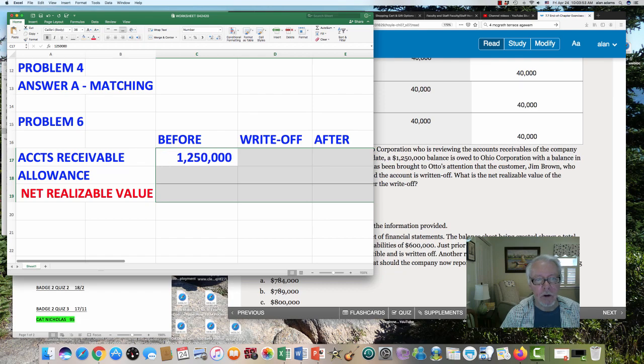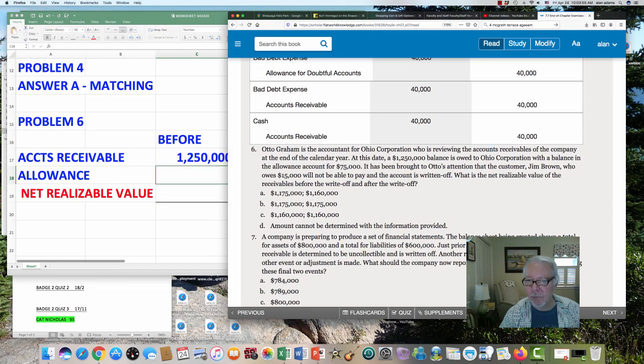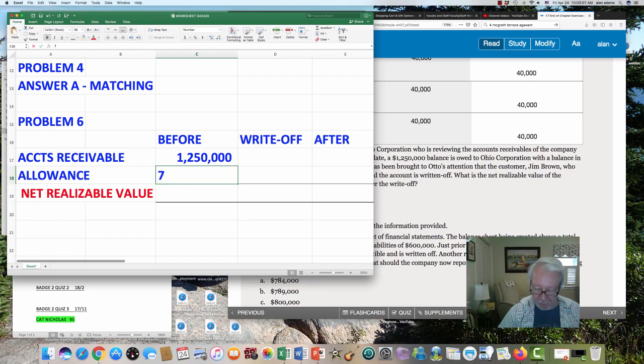There we are. Okay, the allowance, it says in the problem, was $75,000. All right, now this is a debit balance. That's a credit balance, so I'm just going to take that one minus that one. So we have a net realizable value, before we do this write-off, of $1,175,000. Now, the question is, what is the before and after?